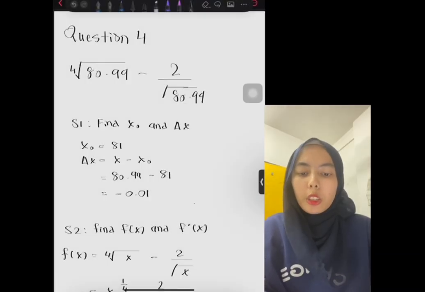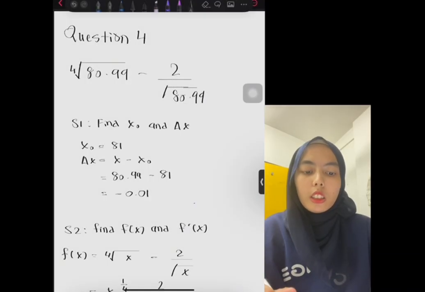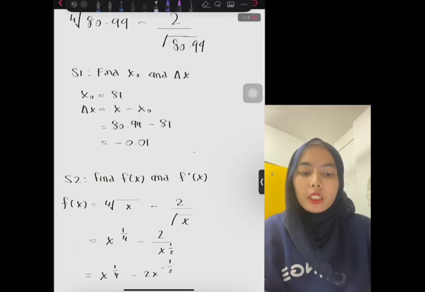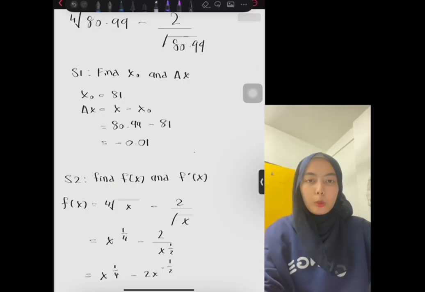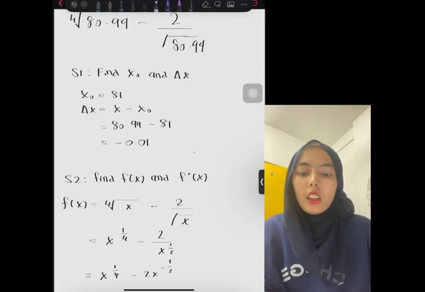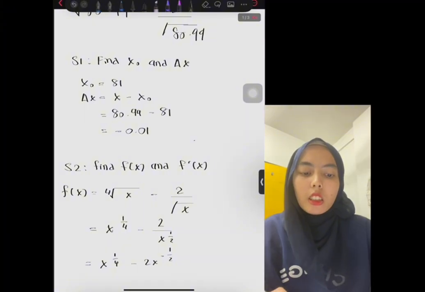Square root 4 of 0.99 minus 2 over square root of 0.99 cubed. Step 1, we will find the x0 and delta x. x0 is at 1 because the function we want to approximate is near a perfect square. Delta x is x minus x0, 0.99 minus 1, so we get negative 0.01.